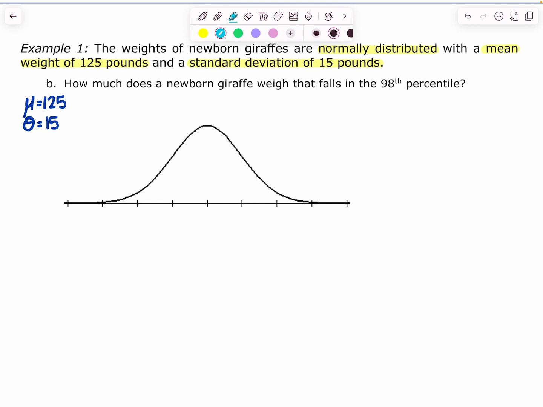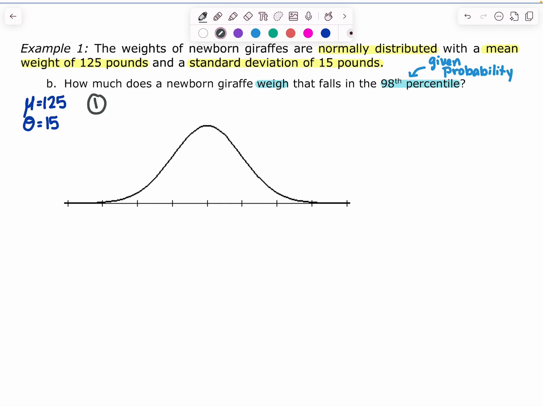So how much does a newborn giraffe weigh? We're looking for the weight again that falls in the 98th percentile. So the 98th percentile is the given probability in this problem. And when we get to the shading piece, we'll talk about what this means.